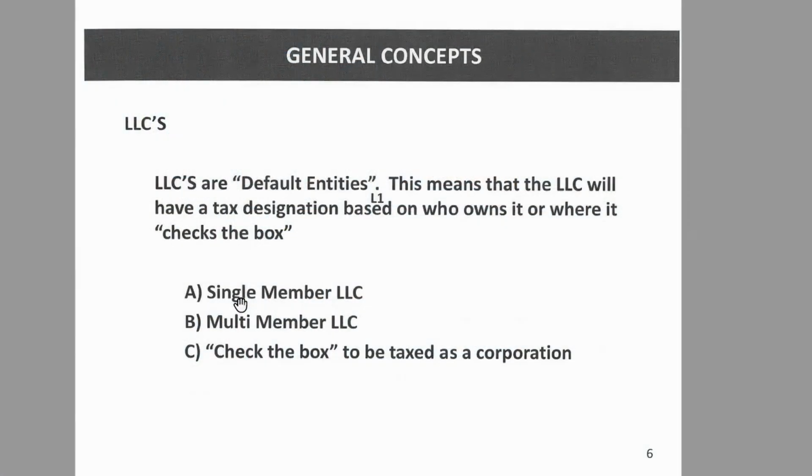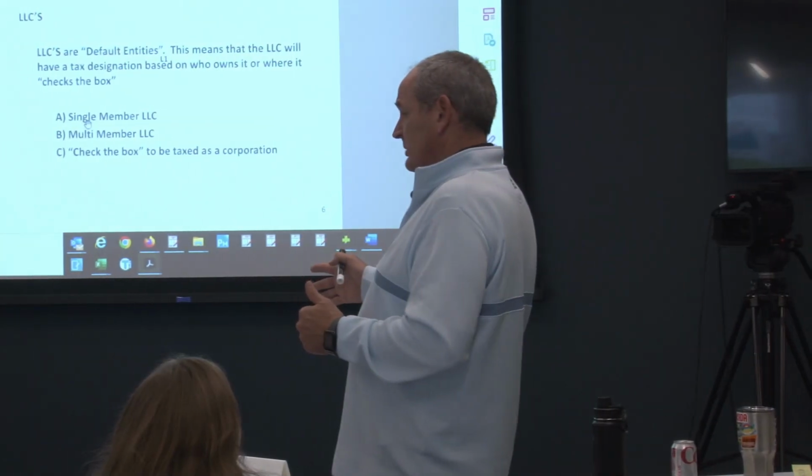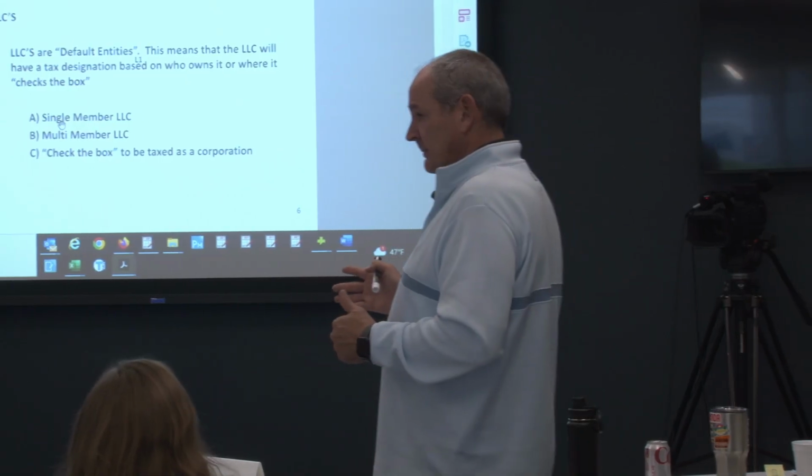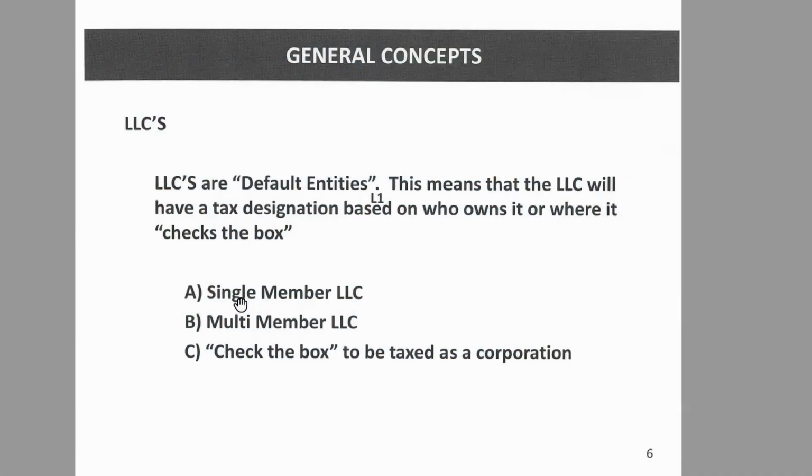LLCs are default entities. We talked about this, right? Which means that an LLC is a chameleon. If a single member LLC goes to multi-member, it goes from being disregarded to regarded as a partnership, and if it subsequently goes back to single member, it goes back to being disregarded. So single member, disregarded; multi-member, partnership; LLC with a check the box, taxed as a corporation, which could have C status or S status.